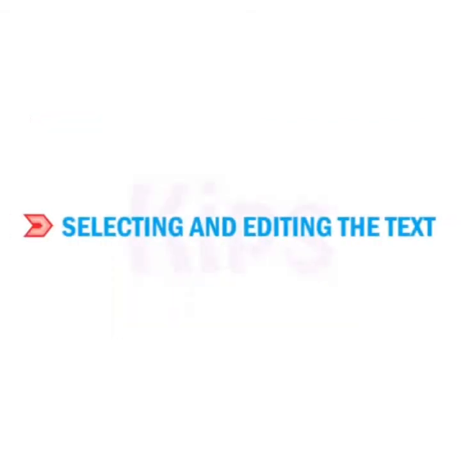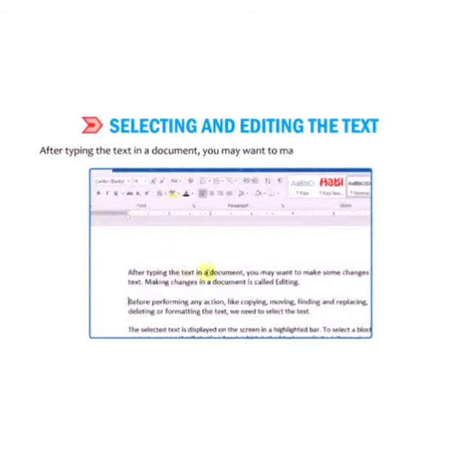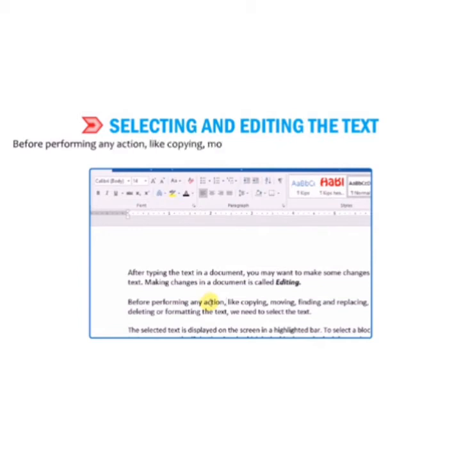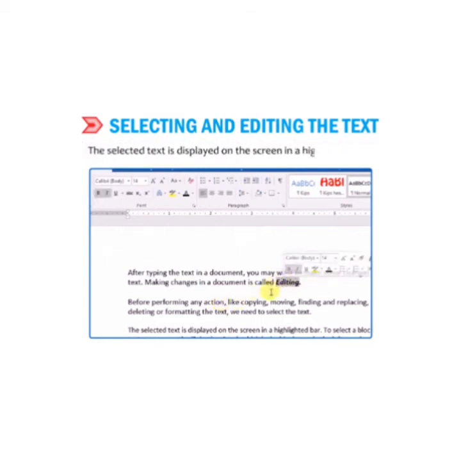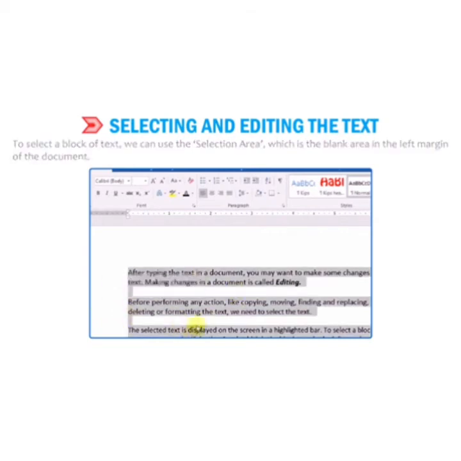Now the next topic is selecting and editing the text. After typing the text in a document, you may want to make some changes. Making changes in a document is called editing. Before performing any action like copying, moving, finding and replacing, deleting or formatting the text, we need to select the text. For selecting the text, there are many ways, and you can choose any of them. To select a block of text, we can use the selection area.